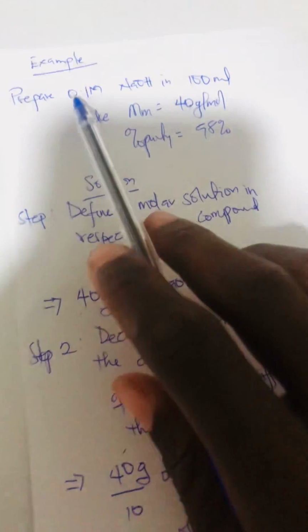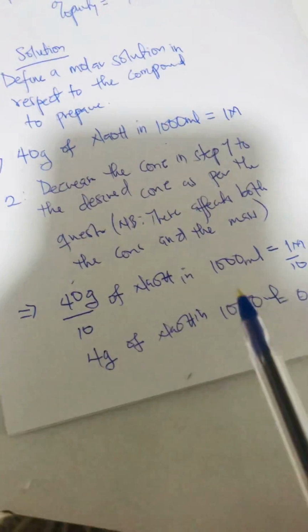So now you've gotten the concentration as per the question. However, the question didn't say you should prepare the solution in 1000 ml, but rather in what? 100 ml. So you have to now tackle the volume. So step 3.